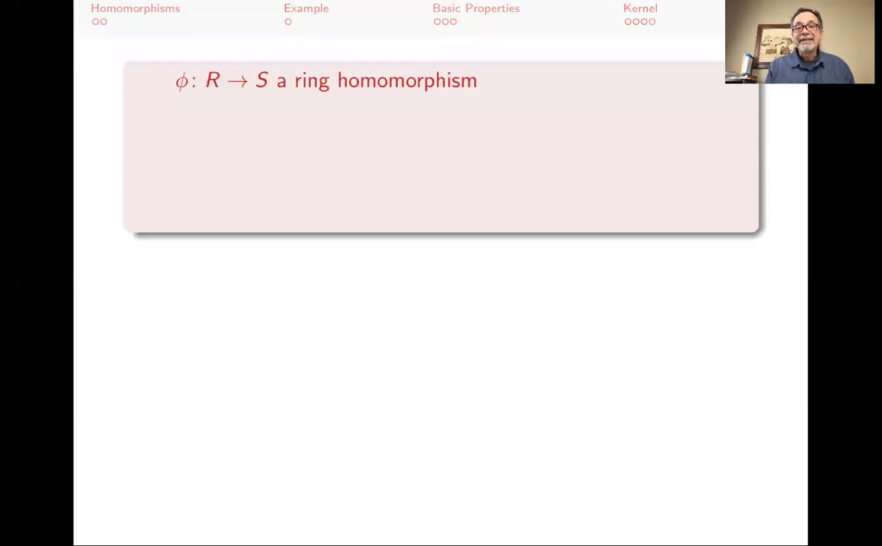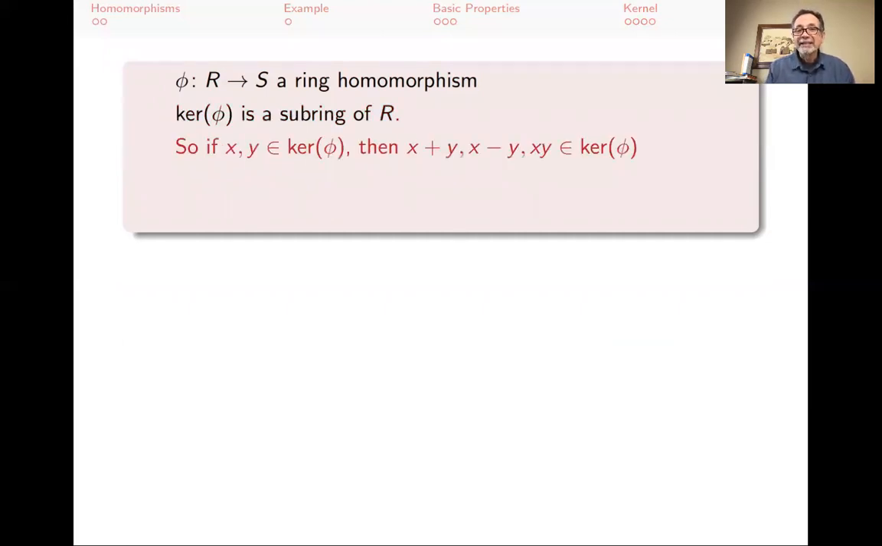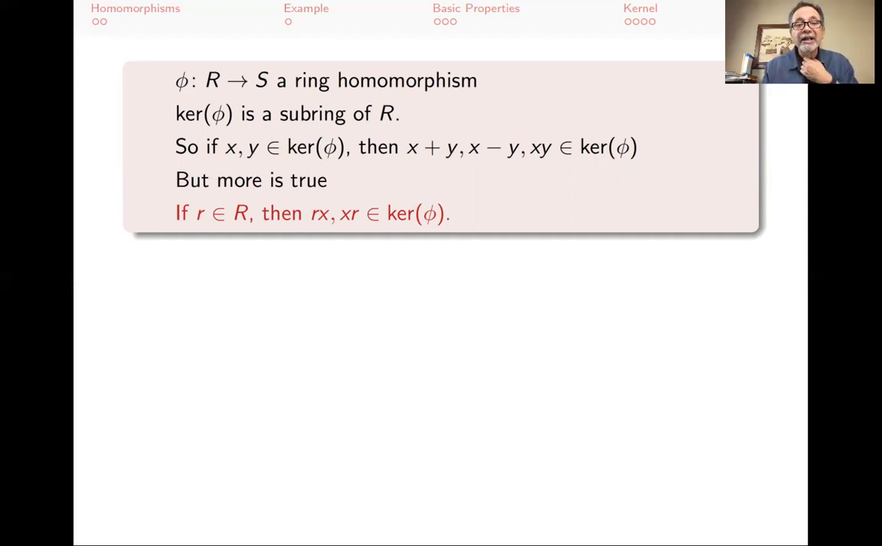So given that, I'm going to repeat what we just did. If phi is a homomorphism from R to S, the kernel is a subring. Being a subring means that you're closed under addition, subtraction, and multiplication. So those are true for the kernel because it's a subring. But more is true. Not only can you multiply two things in the kernel and get something in the kernel, but you can multiply something in the kernel by anything in the ring, and you will get something in the kernel.